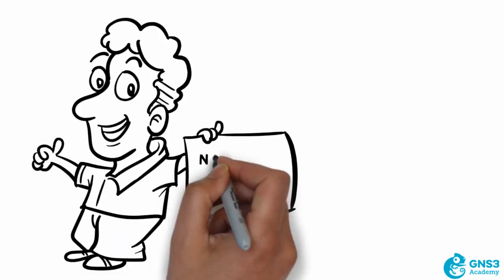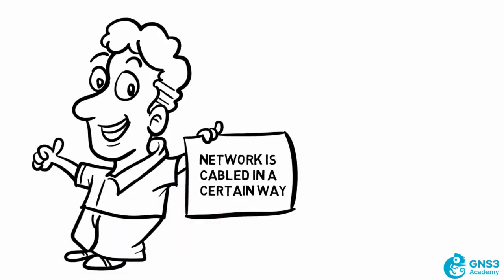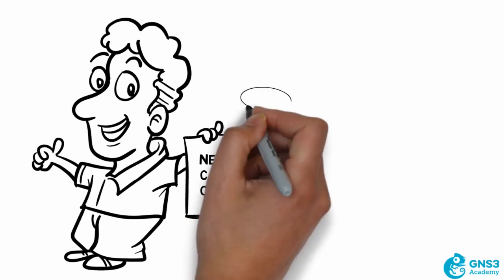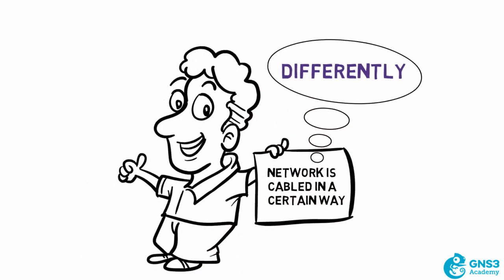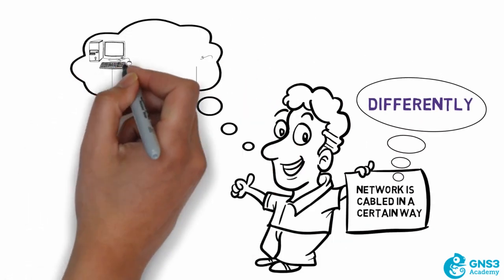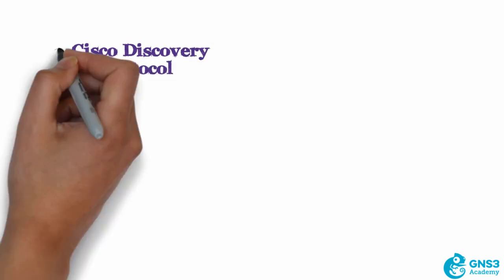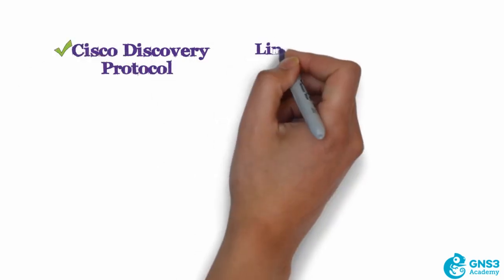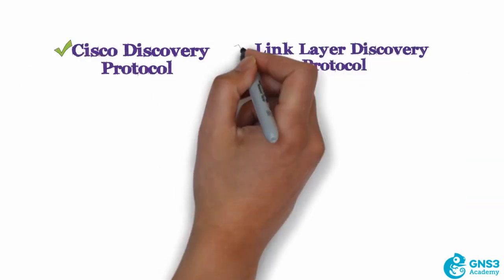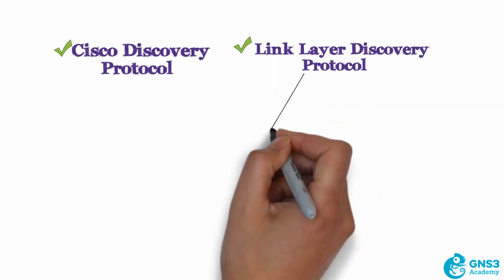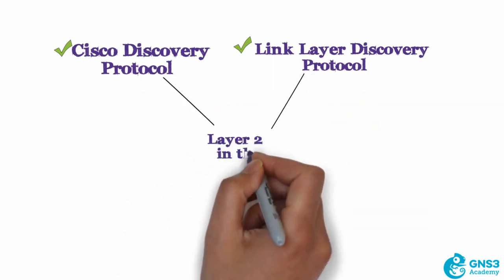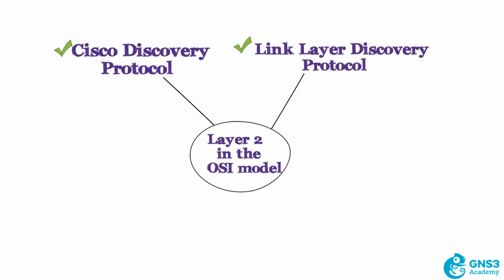Sometimes you believe the network is cabled in a certain way, whereas in reality it's cabled differently. So you may think that one device is connected to another device, but that's not actually how it's cabled. Cisco Discovery Protocol, or CDP, and the industry standard version, Link Layer Discovery Protocol, or LLDP, are protocols that run at layer 2 in the OSI model and allow you to discover how devices are connected to each other.